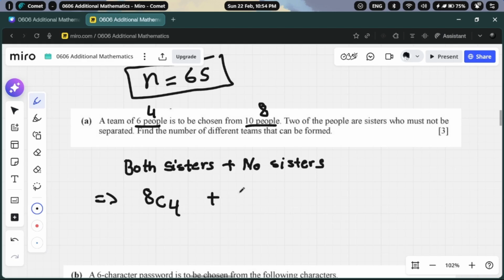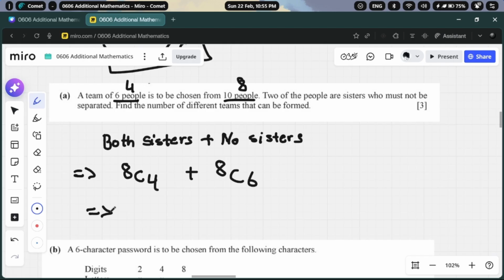plus when you don't choose those 2 sisters. So you're basically excluding them. So it's the same as choosing 6 people out of 8. So that would be 8C6. Now, adding that up would give you 98.